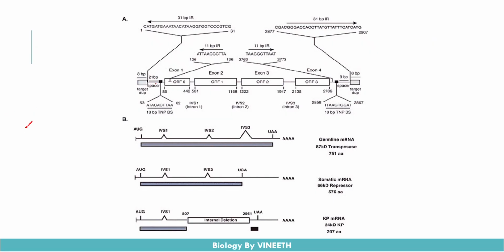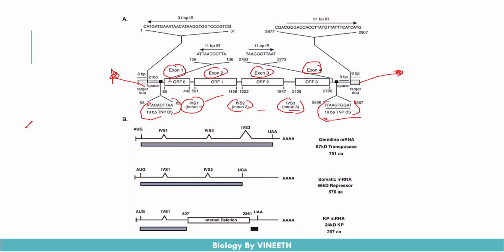What we have here is exon 1, the coding sequence, and exon 2, exon 3, and exon 4. So we have four exons. We also have intervening sequences here, the introns: intervening sequence 1, IVS2 or intervening sequence 2, and IVS3 or intron 3. So these are the three introns present between these exons. We also have the 10 base pair transposon binding sites, the internal inverted repeats, and we also have the terminal inverted repeats in these locations. And here also we have the 10 base pair internal repeats, the transposon binding sites.